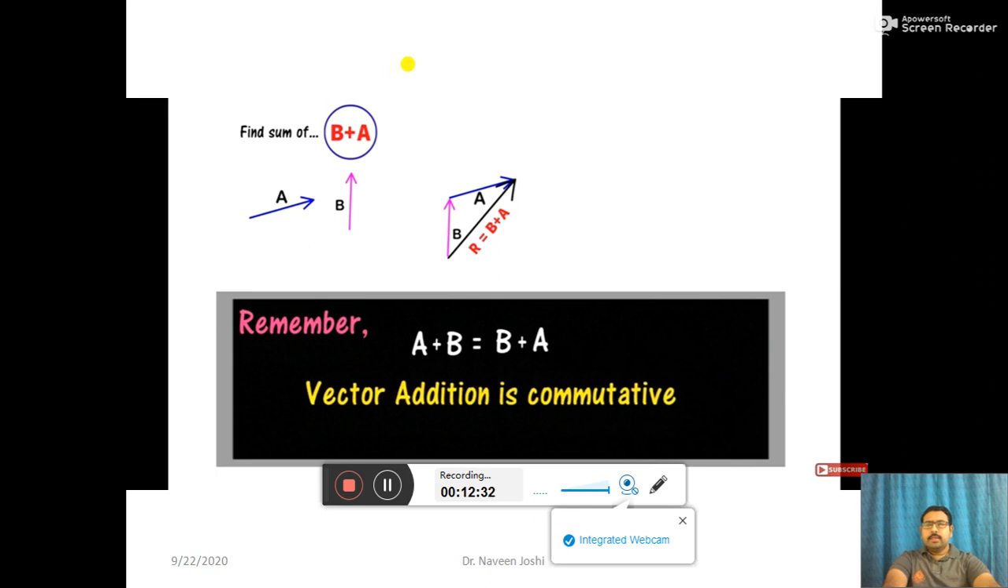Then the sum of B plus A. Same vectors, let us add now B plus A. In the previous slide we added A plus B, now we shall see B plus A. First you take vector B, the head of vector B you add with the tail of vector A, then you write the resultant vector, that is R equals B plus A. So always keep in mind A plus B is equal to B plus A, vector addition is commutative.